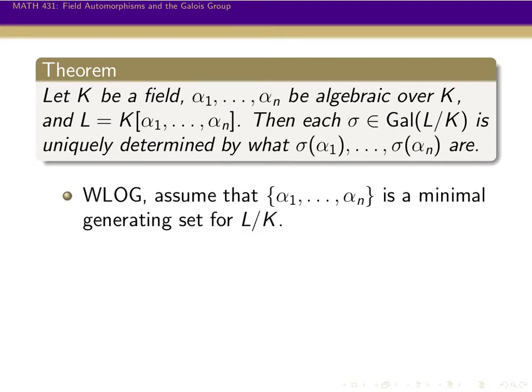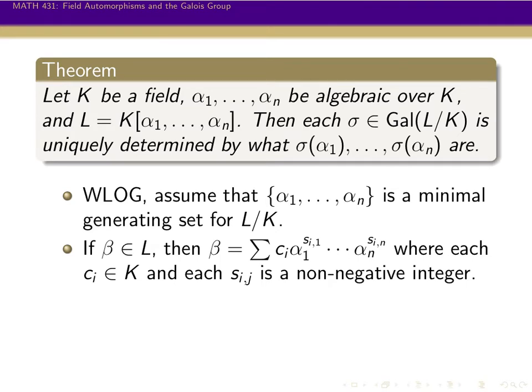And so in thinking about this, without loss of generality, we're going to assume that alpha 1 through alpha n is a minimal generating set for L over K. What I mean by minimal generating set is that I need all of them in there to build all of L. If I take out alpha 1 and just look at K adjoin alpha 2 through alpha n, that doesn't give me all of L. I need alpha 1 in there. Similarly, I need alpha 2 in there, I need alpha n in there. I can't just pull one of them out and still keep the same field. So they all are necessary for building L over K.